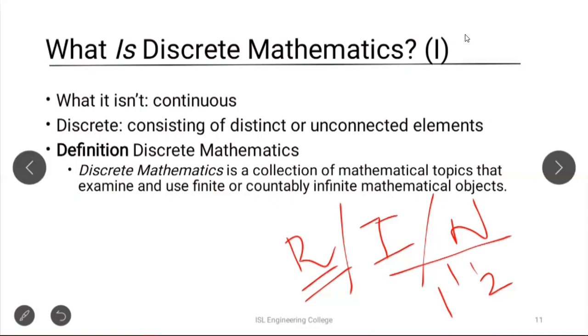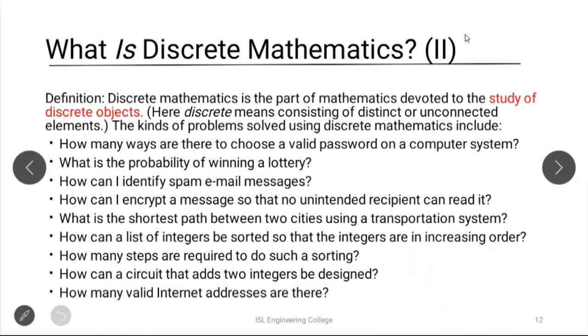It is a collection of mathematical topics which use finite mathematical objects, or which can be counted. So it should either be finite or it should be countable. That is, we can count them. It should not be infinite and it should not be continuous. Now let's look at the official textbook definition. Discrete mathematics is the part of mathematics which involves the study of discrete subjects. Discrete means again distinct or unconnected.